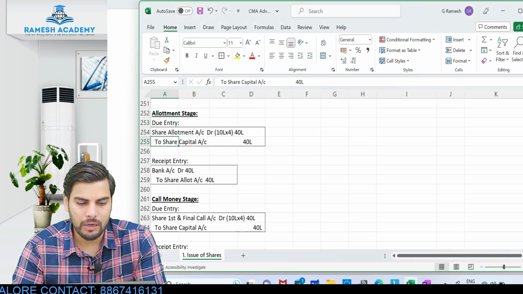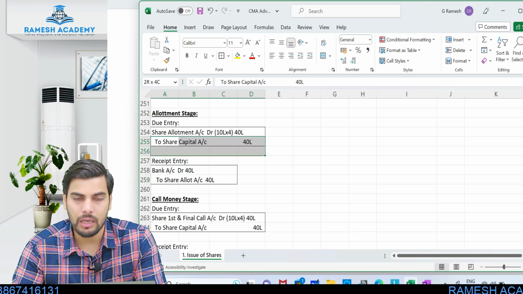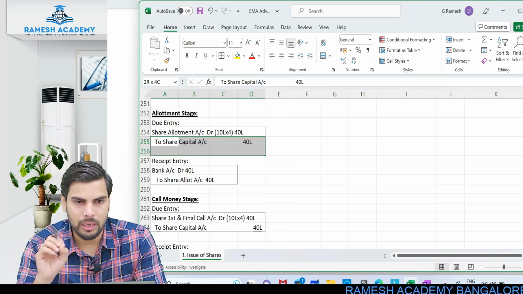This is the entry wherein you come across share capital. In the receipt entry, you don't have any share capital. So wherever you come across share capital, in that particular entry only you need to credit this securities premium. Always remember, this securities premium has to be credited.